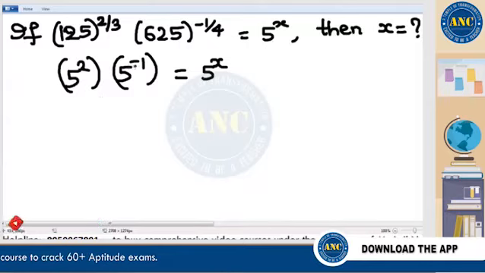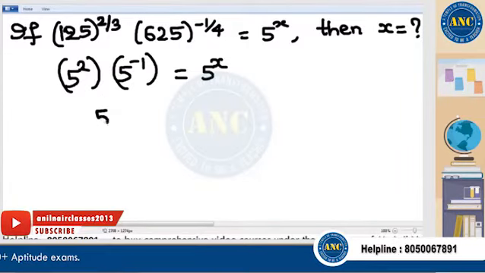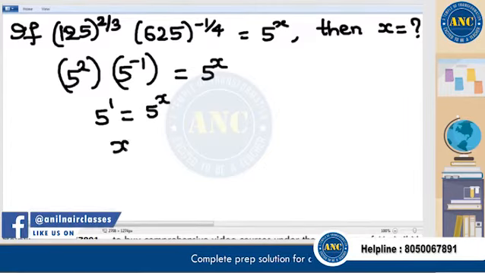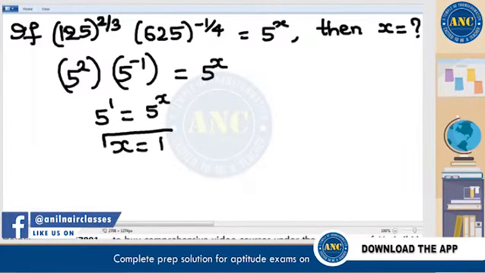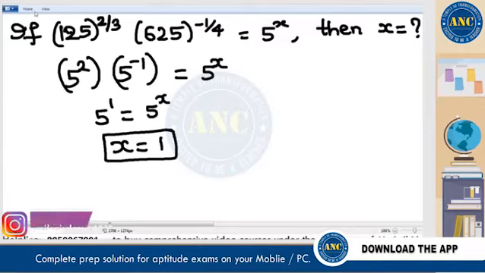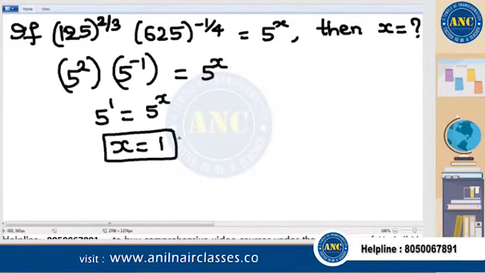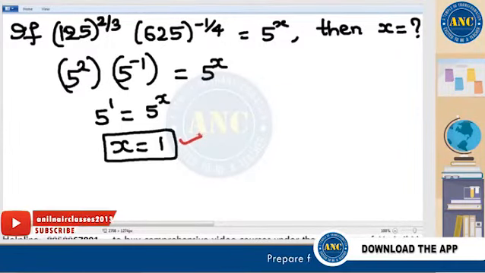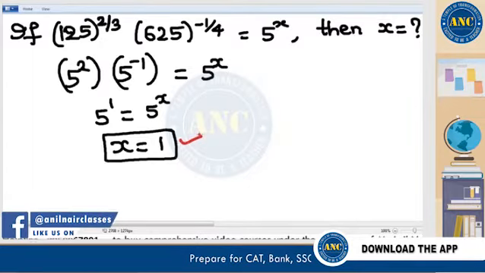So 5 power 2 into 5 power minus 1 is nothing but 5 power 1, which is equal to 5 power x. Powers are different, bases are same. So equate the powers. So x value will be equal to 1. Simple. The answer for this is that the value of x is equal to 1.